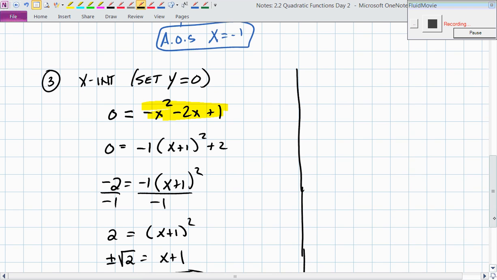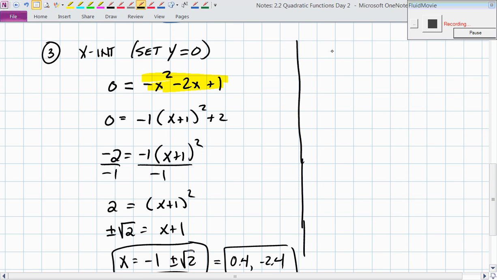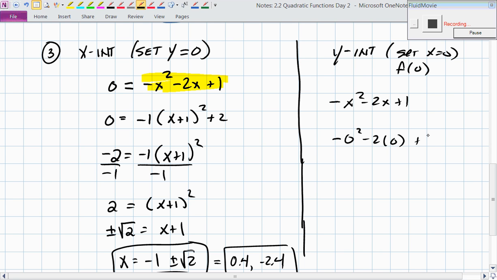All right, good. Let's get the y-intercept. How do I get the y-intercept? What do we do? Yeah, set x equal to 0 or evaluate f of 0, right? Well, this is pretty easy. Negative x squared minus 2x plus 1. Negative 0 squared minus 2 times, who cares? Plus 1. Oh, this is 1. Sweet. Awesome.